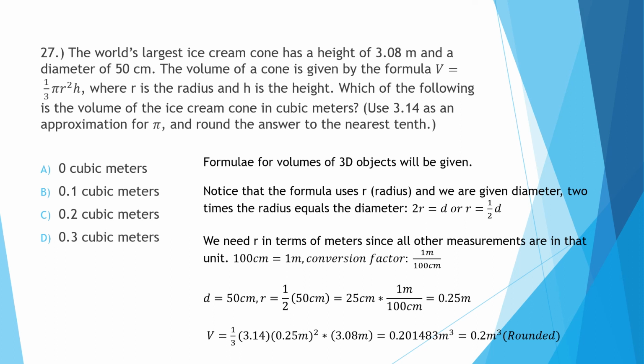Taking the diameter of 50 centimeters, cut it in half to get the radius. That's going to give us 50 centimeters divided by 2, which is 25 centimeters. Since we know 1 meter contains 100 centimeters, we can use that as a conversion factor and get 0.25 meters. Plugging all of our values into the formula is going to give us 0.201483 cubic meters. Since we were asked to round to the nearest tenth, we get an answer of 0.2 cubic meters.